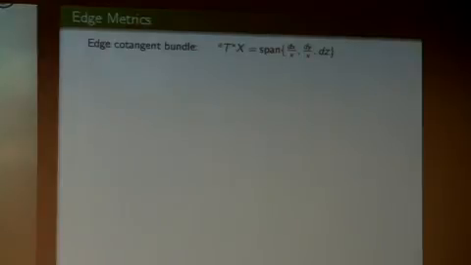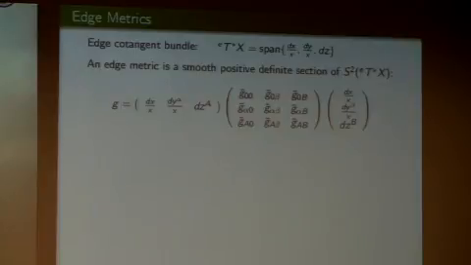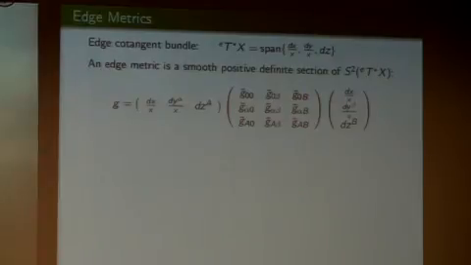Okay, so edge metrics. So first thing is we dualize. So we look at the dual of the edge bundle. So the dual basis to what I wrote before was just dx over x, dy over x, and the dz's. And then an edge metric is just a smooth, positive definite section of the second symmetric power. So it's just a positive definite thing built out of these basis vectors in local coordinates. So we can write it. I'm going to give invariant definitions of everything I'm doing, but it's always good to see what these things mean in these coordinates to get some intuition.